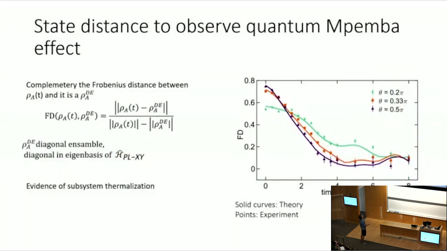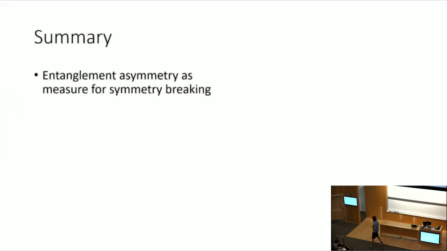And I already come to the final slide. Additionally we had a second measure which we are able to construct from the shadow tomography, the state distance. So we look at the state and measure the distance to the final symmetrized state, which we try to calculate, on the XY basis. And also here you can see a faster symmetrization of the initial more asymmetric state compared to all the previous states. And with this, it's already over.